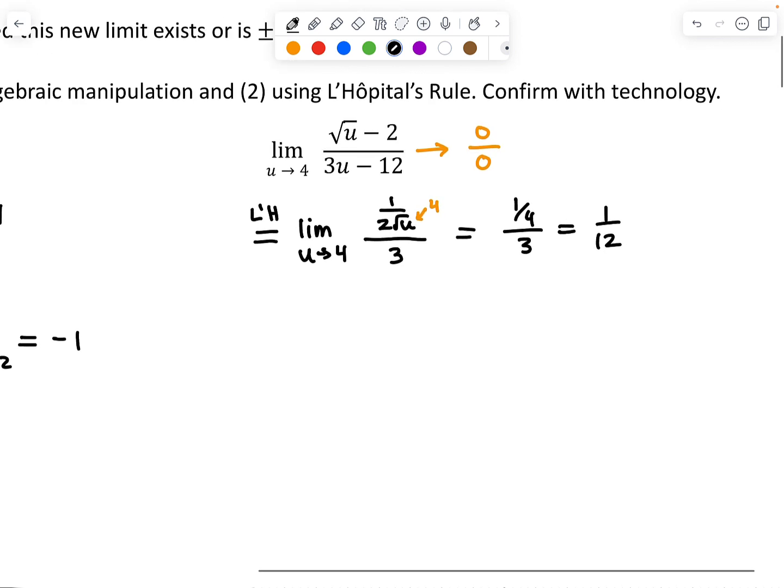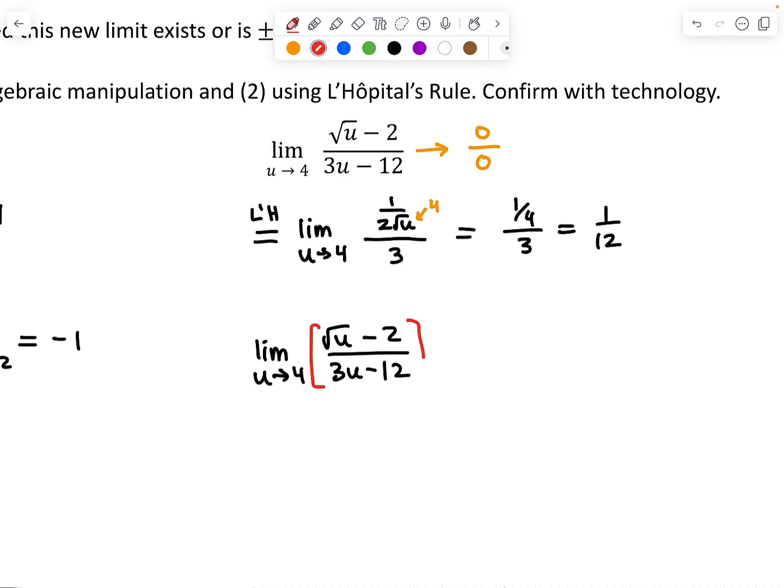Now let's do this the way we did it in the past. I'll rewrite the problem, and before, we would multiply the numerator and denominator by the conjugate of the numerator, and then FOIL the conjugates. Rad u times rad u is u. Then we're going to get plus 2 rad u minus 2 rad u, they'll cancel, and then minus 4.